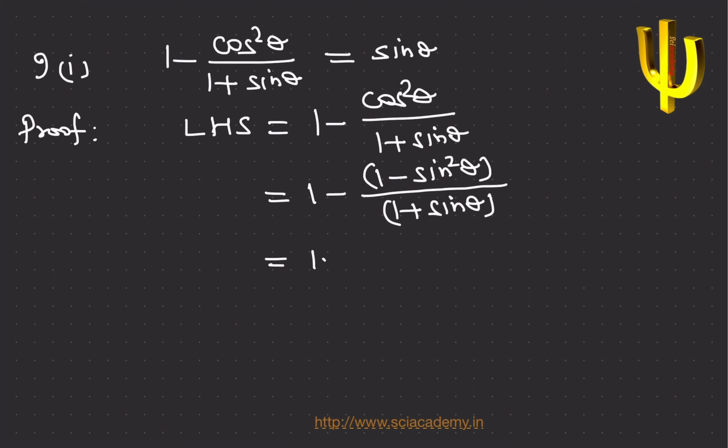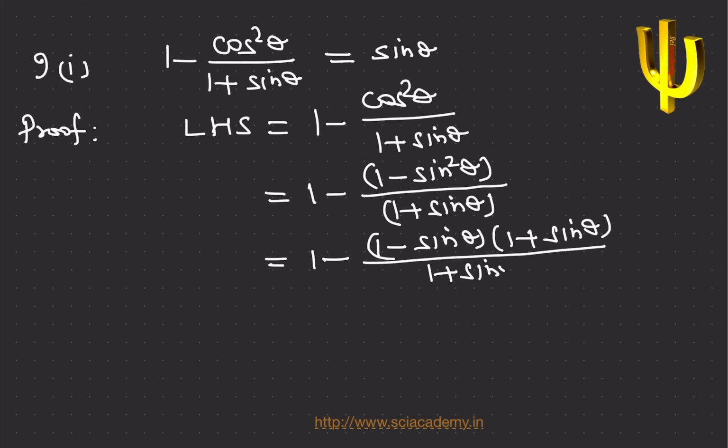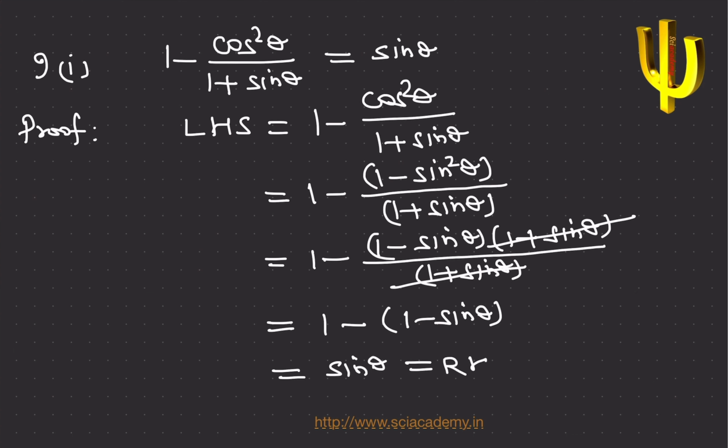So 1 minus sin square theta can be written as 1 minus sin theta into 1 plus sin theta divided by 1 plus sin theta, that is equal to 1 minus 1 minus sin theta, because this and this will cancel out. So ultimately we will have sin theta, that is equal to RHS. Hence we proved the problem.